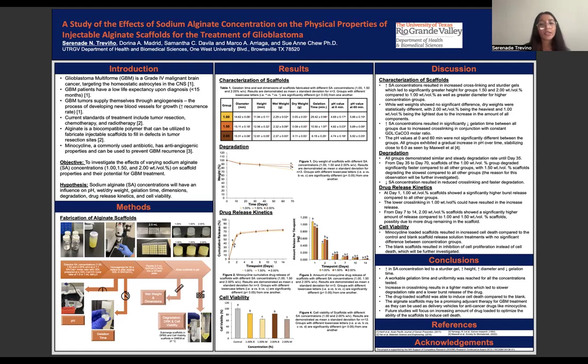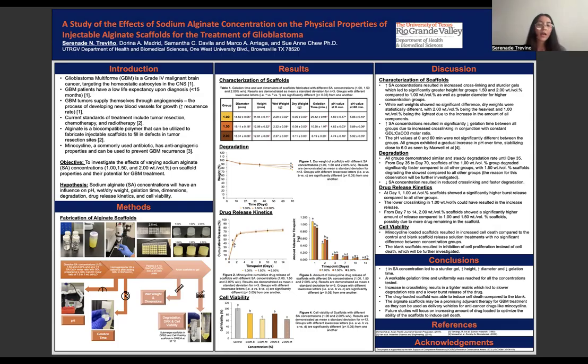At each of the time points of day 1, 2, 3, 7, 10, and 14, we removed the DPBS, and this held the drug that was released from the scaffolds. We took a sample of it and analyzed the absorbance in the spectrophotometer, and we collected it into the graphs shown in Figure 2 and Figure 3. Figure 2 shows the cumulative drug release over the course of 14 days, and Figure 3 shows the amount of drug released at each time point over the course of 14 days.